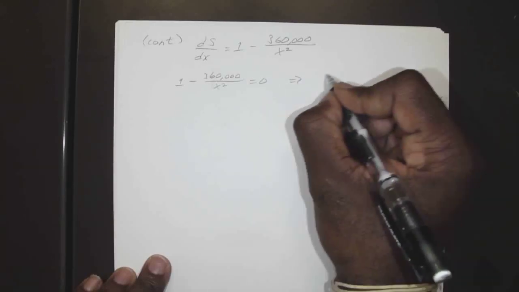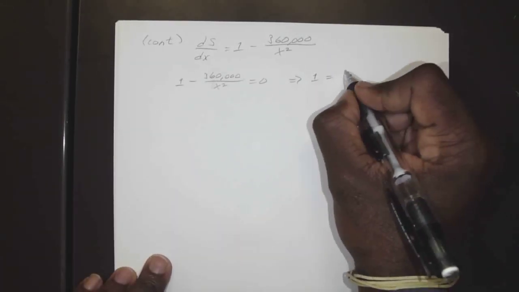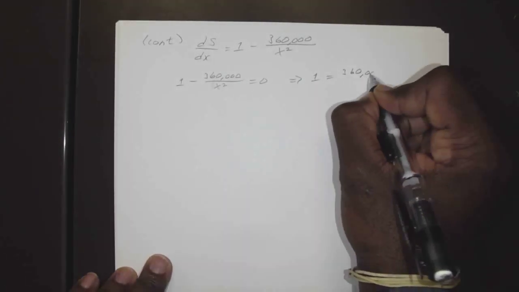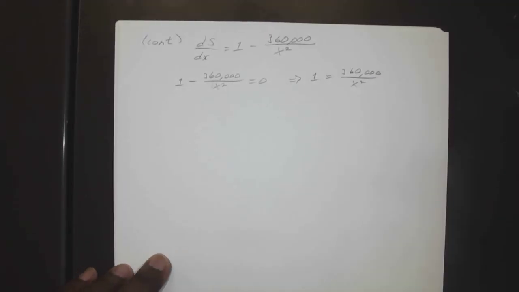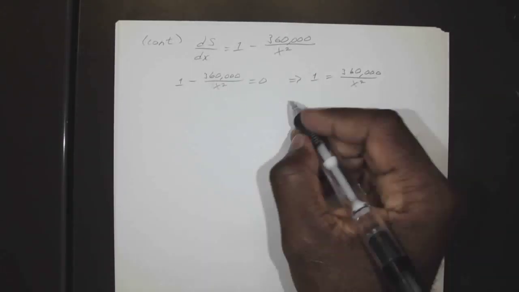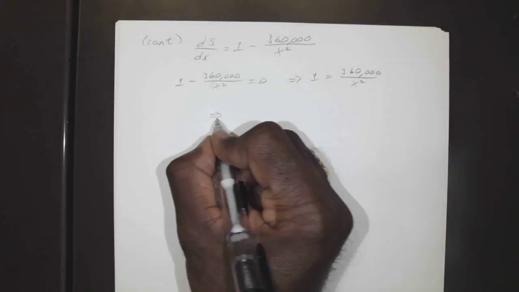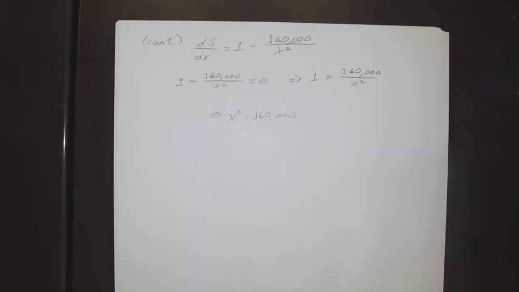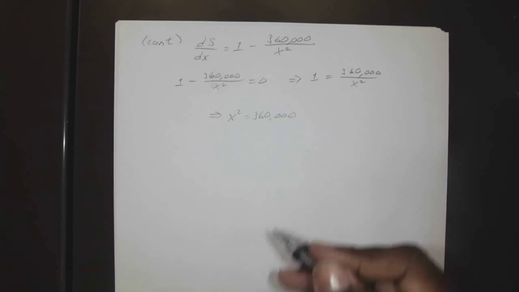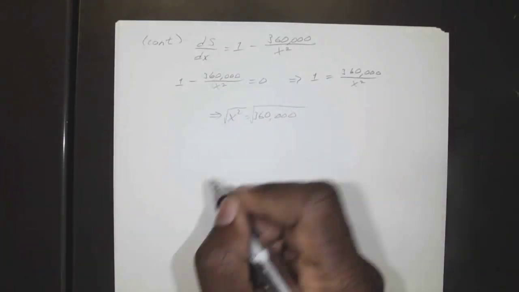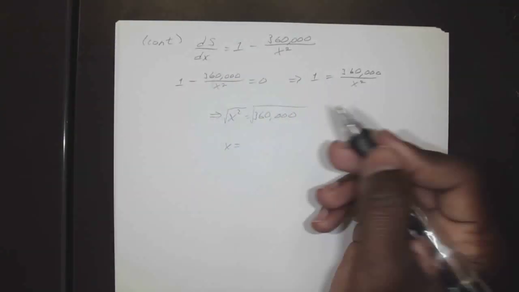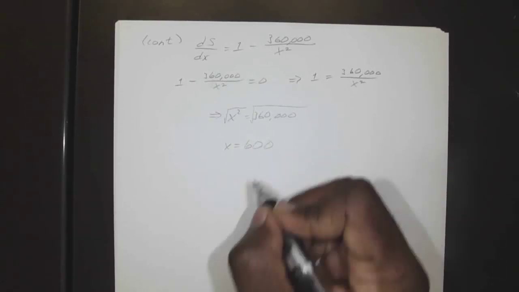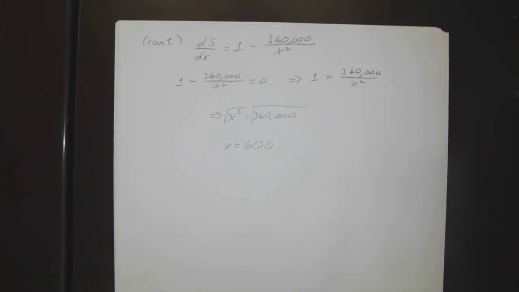So if we add this to both sides, 1 equals 360,000 over x squared. If you multiply by x squared, x squared equals 360,000. Then square root both sides. x would equal plus or minus 600, but we know that it has to be greater than 0, so we can just drop the minus 600.